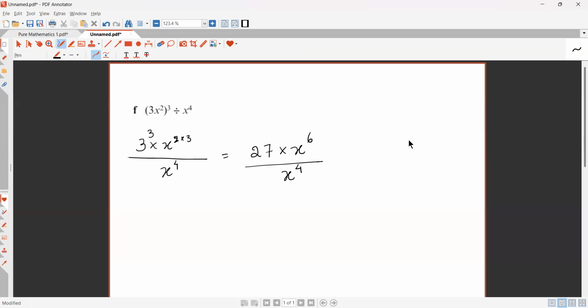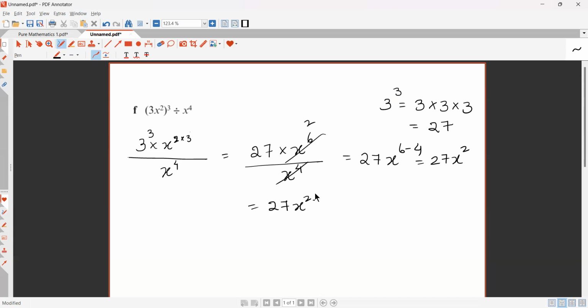Okay. Wait. Yes, I know. What does the 3 cube mean? 3 into 3 into 3. What is it? 27. Understood? There are two ways you can cancel this, by the way. Since both of them have the same letter, you can write it like this: 27 x raised to 6 minus 4, which is going to be 27 x square. Or you can just cancel them out and add a square here and write it as 27 x square. Any method you want to use, you can use it.